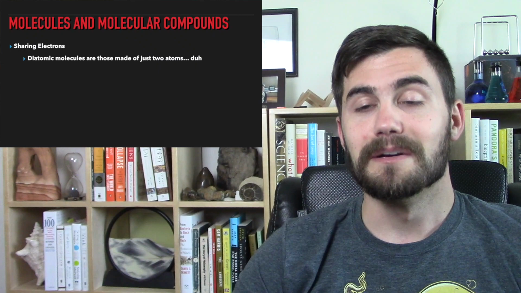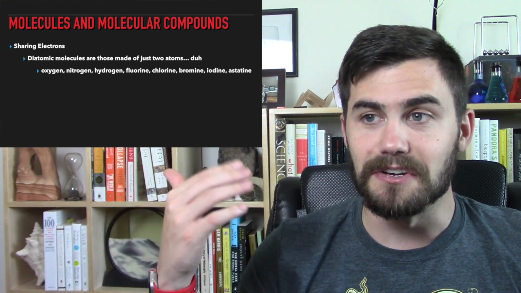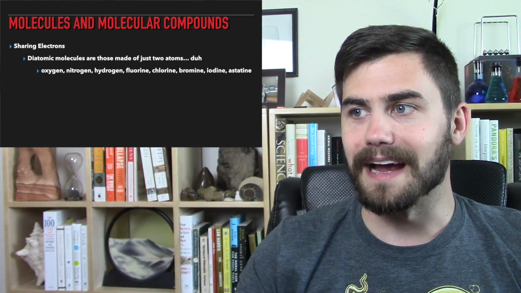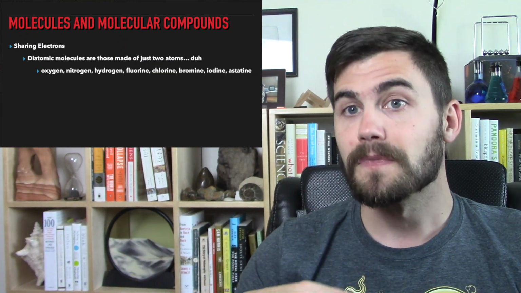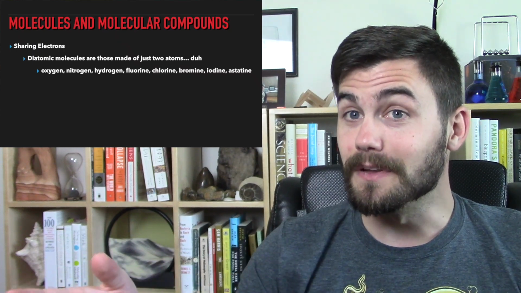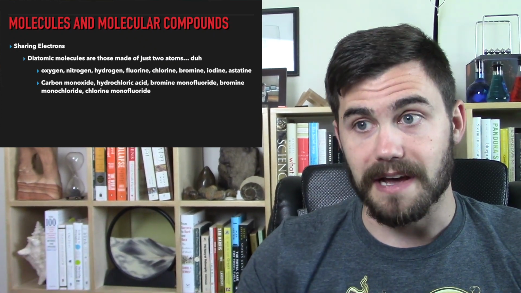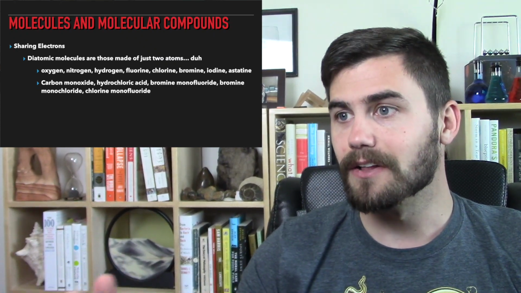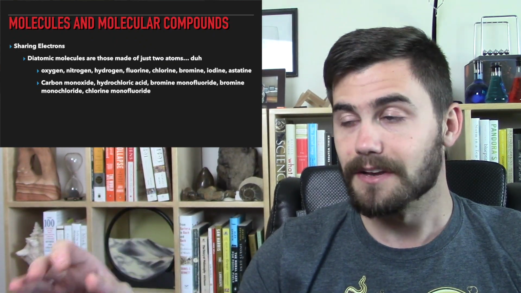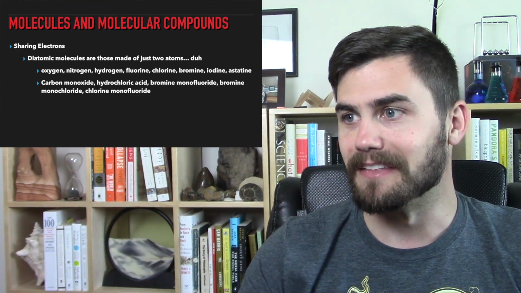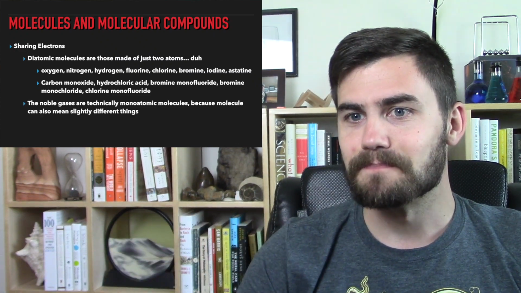Now, examples of molecules: diatomic molecules made of just two atoms. So O2, N2, H2, and fluorine, chlorine, bromine, iodine, and astatine will also form diatomic molecules. They'll bond to themselves, so it's a pure substance. It's not really a compound. It's a pure molecule. But then there's carbon monoxide, hydrochloric acid, HCl, bromine monofluoride, so the element bromine and a single fluoride, known as the monofluoride, to tell you how many there are. Bromine monochloride, chlorine monofluoride, you get the idea.